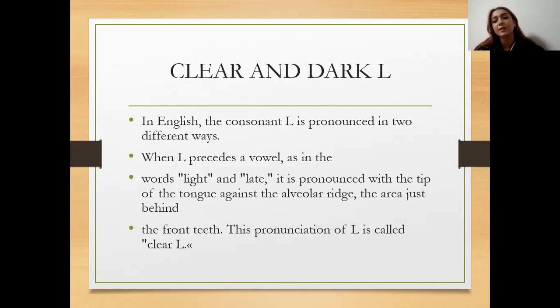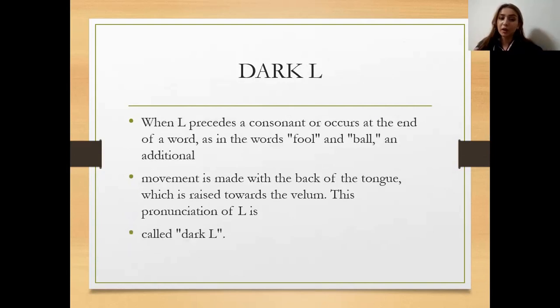And clear and dark L. In English, the consonant L is pronounced in two different ways. When L precedes a vowel, as in the words light and late, it is pronounced with the tip of the tongue against the alveolar ridge, the area just behind the front teeth. This pronunciation of L is called clear L. Dark L is when L precedes a consonant or occurs at the end of a word, as in the words full and bold. An additional movement is made with the back of the tongue, which is raised towards the velum. This pronunciation is called dark L. So we learned what dark L and clear L are.